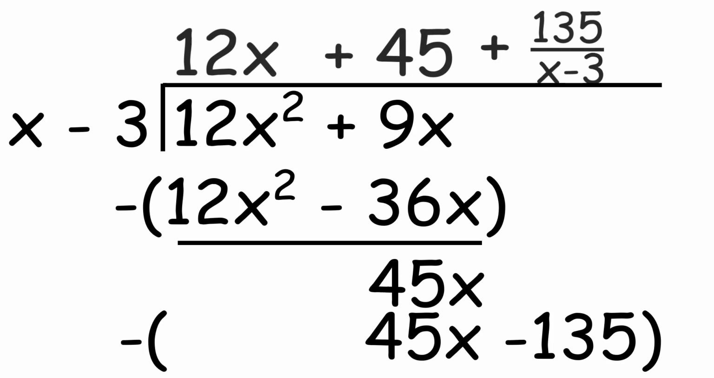So 12x squared plus 9x divided by x minus 3 is 12x plus 45 plus 135 over x minus 3.